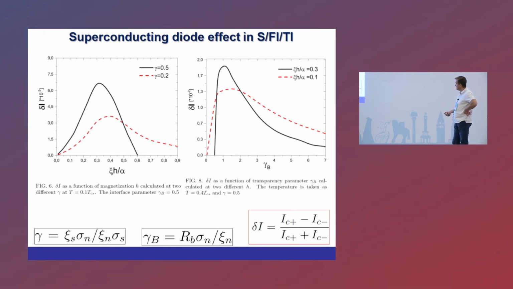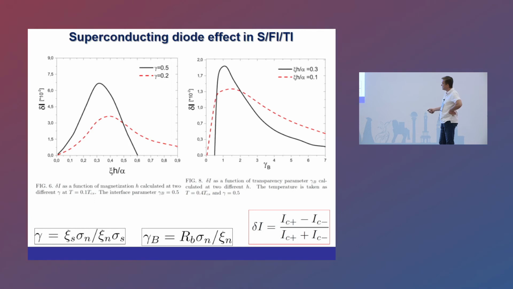It's the maximum minus the minimum critical current divided by the sum of these. And of course, you see it's 10 to the minus 2, so it's not a very high amplitude of this diode effect, but we studied the dependence on the exchange field. We see some maximum.